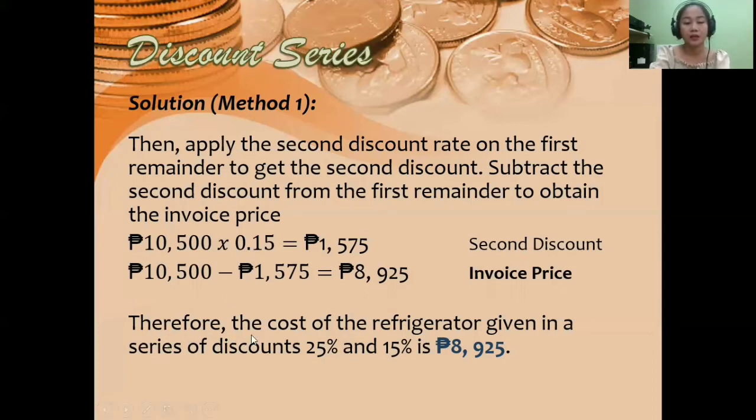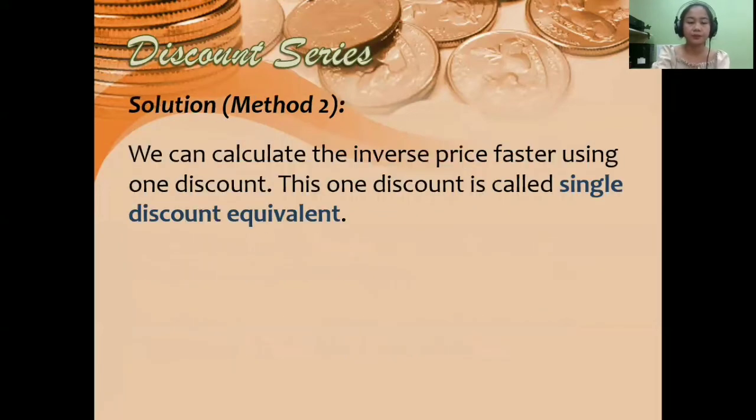Therefore, we can conclude that the cost of the refrigerator given in a series of discounts, 25% and 15%, is 8,925. So this is the first method. Okay, let's have the second method. What is the second method?